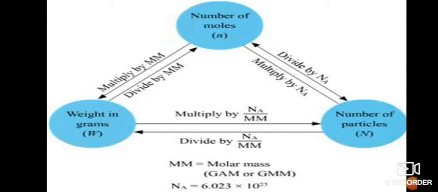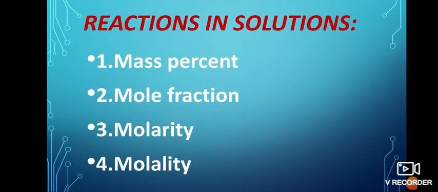If you want to calculate the number of particles from number of moles, then you must multiply by Avogadro number. If you want to calculate the number of moles from number of particles, then you must divide it by Avogadro number. Here MM means molar mass, which is also called the gram atomic mass or gram molecular mass, and NA is equal to Avogadro number, which is equal to 6.023 into 10 raised to power 23.